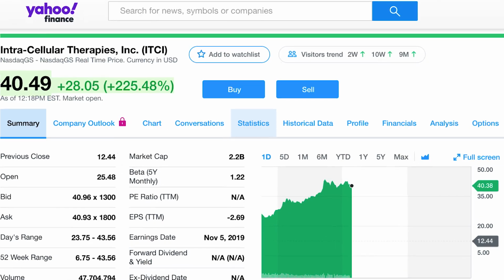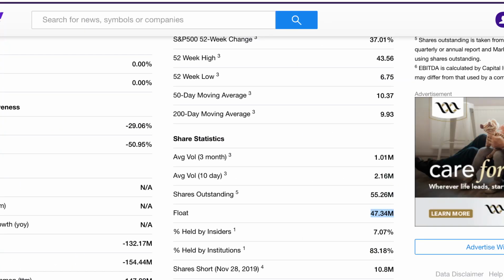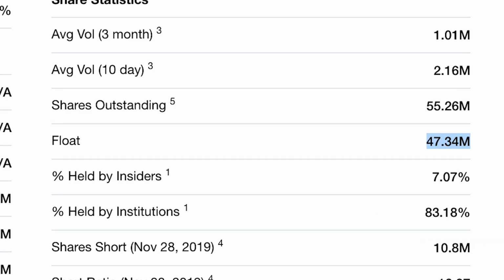Now, this is very easy to find. A lot of scanners will provide these. If you don't have a scanner, you can go to Yahoo Finance and look under statistics, and each individual ticker has a public float. Now, what is the public float? It is all the shares available to the public. This is different than outstanding shares.